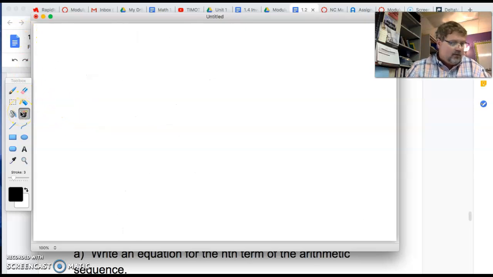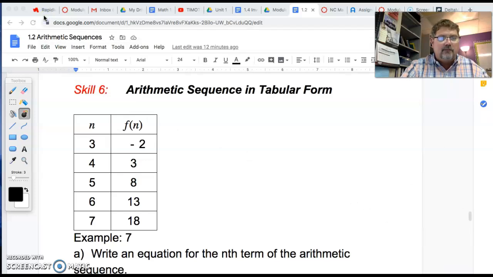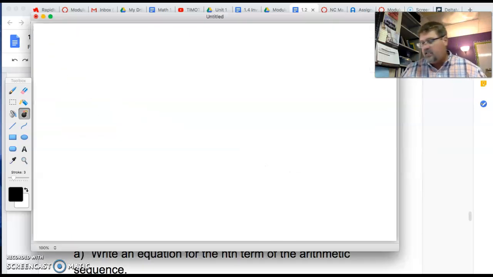All right, so real quick, the sequence is going from negative 2, 3, 8, 13. All right, so the sequence is doing this. F of, well, let me start over. I want to do it a little bit different than that. I want to start right here in the middle.